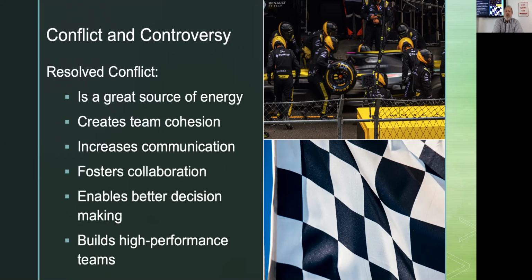So conflict and controversy, in particular, if it's resolved, becomes a great source of energy for pushing the team forward. It creates team cohesion. It makes us increase our communication and our communication skills. It uncovers areas in which we need to improve our communication skills, and then hopefully, being proactive as a leader, we coach our team into better communication skills. It fosters collaboration. You can't resolve conflict unless you're talking and collaborating with the rest of the team. It enables better decision making, and the bottom line is it helps build high performance teams.